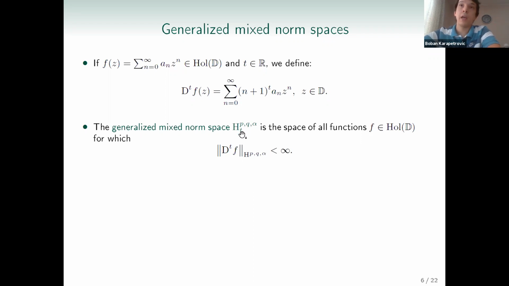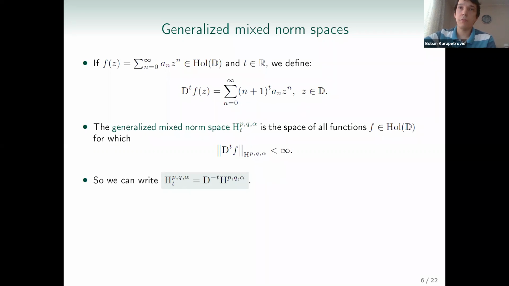So function f belongs to this space H^{p,q}_{alpha,t} if and only if this function D^t f belongs to this classical mixed norm space H^{p,q}_alpha. So we can write immediately that H^{p,q}_{alpha,t} is actually D^{-t} of this mixed norm space H^{p,q}_alpha. When t is equal to 0, this generalized mixed norm space H^{p,q}_{alpha,0} is the classical mixed norm space H^{p,q}_alpha.